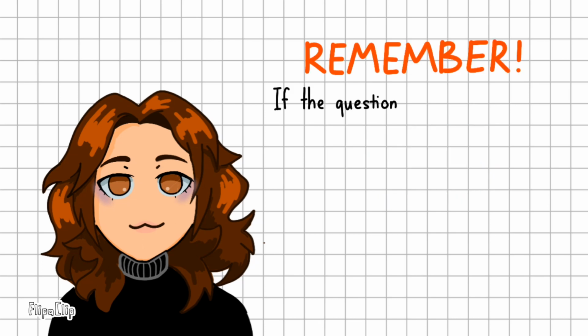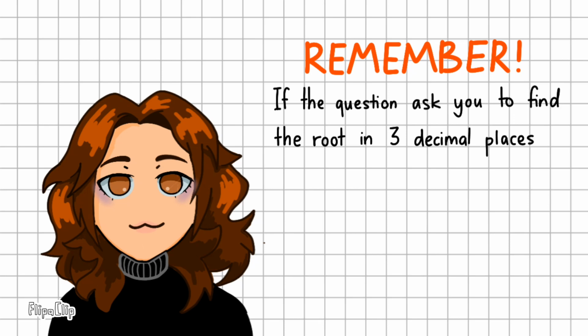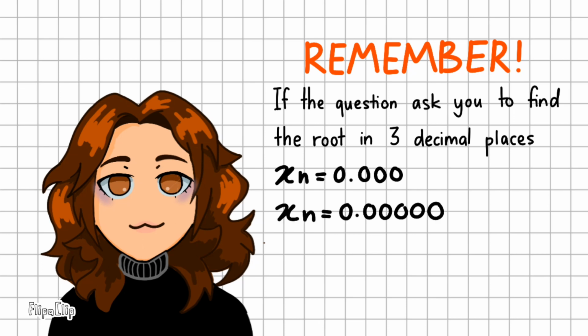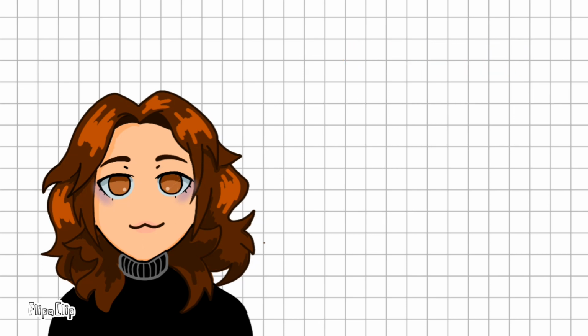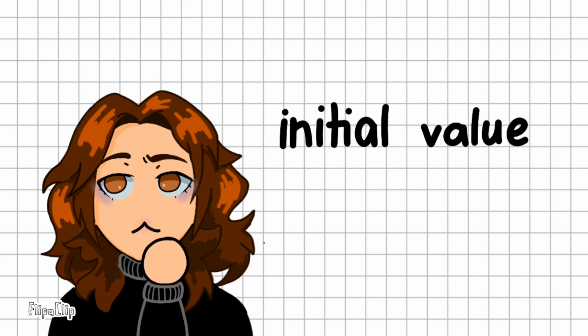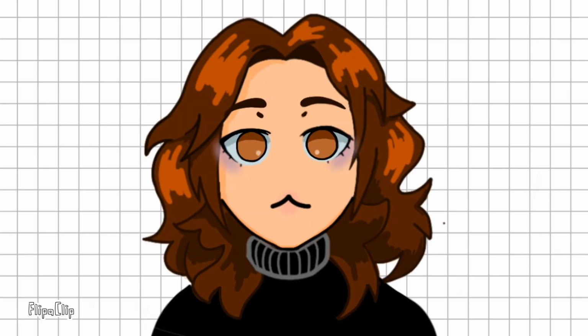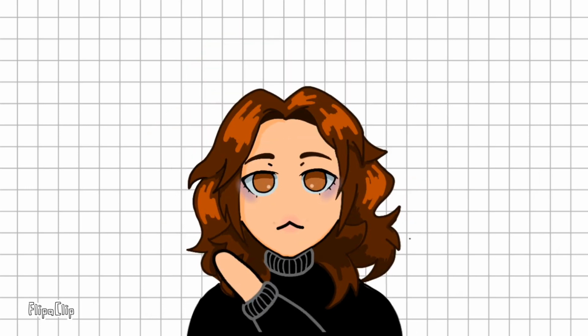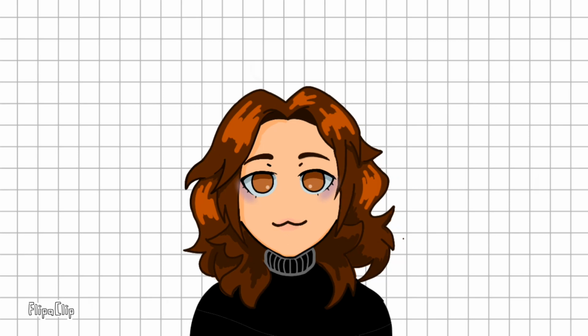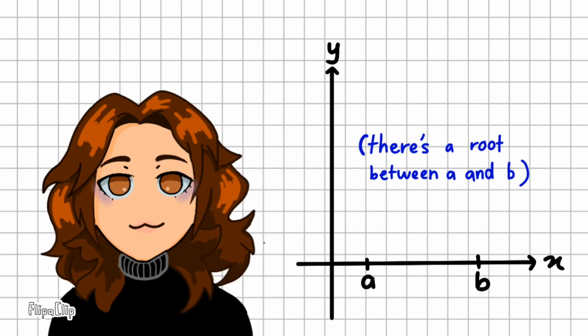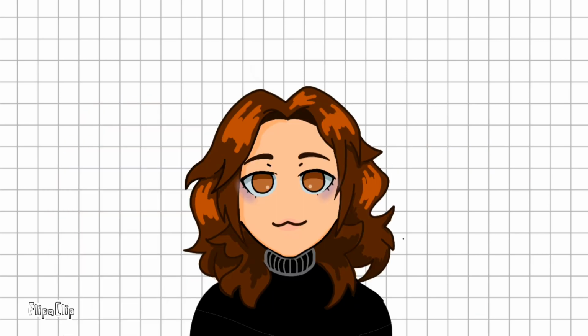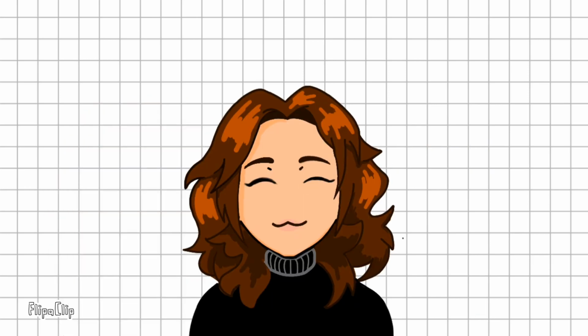Remember, if the question asks you to find the root, for example, in 3 decimal places, make sure you give another 2 decimal places in your working process. They usually give you the initial value and the f(x) equation in questions, like always. But if there is no initial value given, then you can pick a point between two values like a and b. Pick one of them. It seems like I have taught all that you need to know.